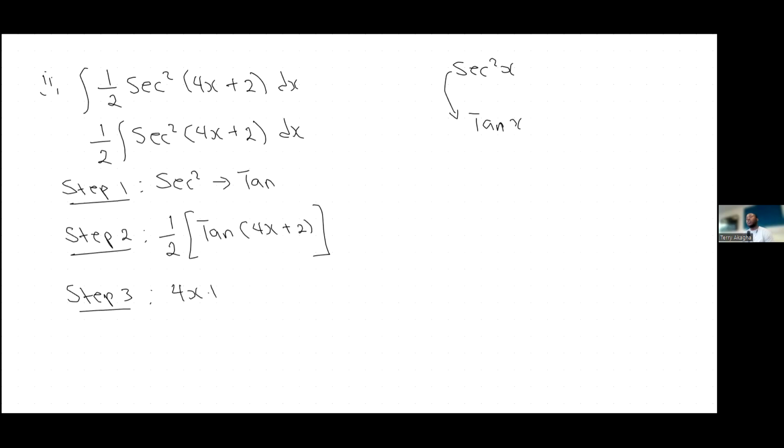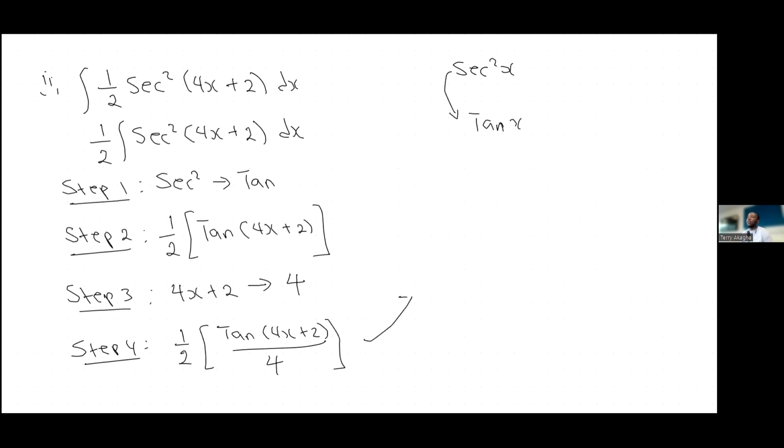When you differentiate 4x plus 2, it's going to give you 4. Now step 4, you then have to divide. So it's going to be 1 over 2 into bracket, we're going to have tan 4x plus 2, all divided by 4. And you can easily break this up: 2 times 4 will give you 8. So it's going to give us tan 4x plus 2 divided by 8.